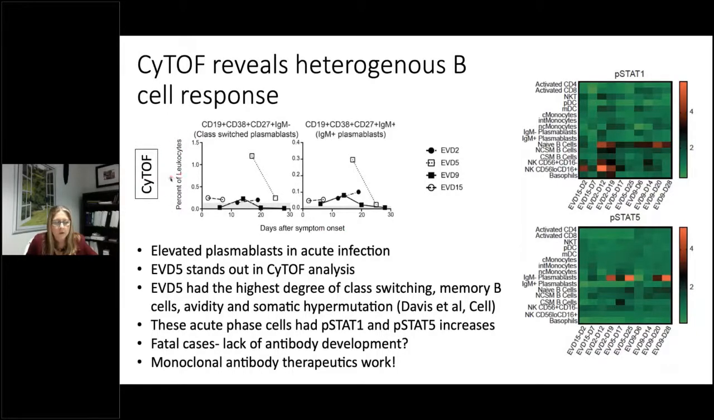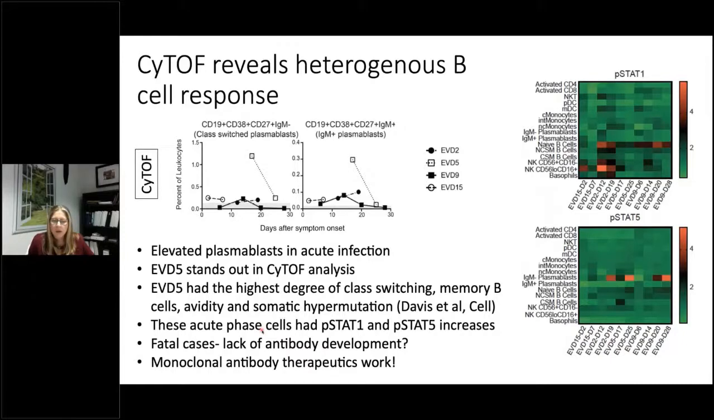So remember I told you when we looked at the gating strategy that the data I was going to show you was going to be all as a function of total CD45 leukocytes. So the numbers are going to be smaller than you saw in the previous graphs when we're looking as a function of total B cells. And so you can appreciate here that all of the patients have time points at which they have higher levels of both non-class switched and class switched plasmablasts, but EBD5 clearly stands out as an outlier and a pretty unique patient who has much higher levels of these class switched and non-class switched plasmablasts. So clearly plasmablasts are elevated in acute infection. This particular patient stands out both in our CyTOF analysis and in the analysis that was done by Carl Davis.